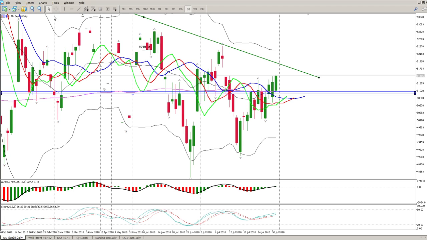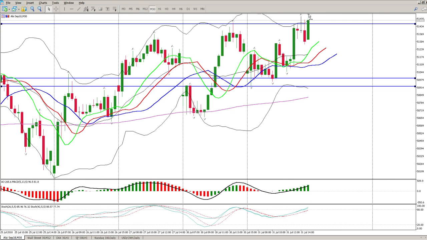But for now, this level here is where we are at again, and this level of 51455 is what we need to watch today. Let's just get right down to the lower time frames.